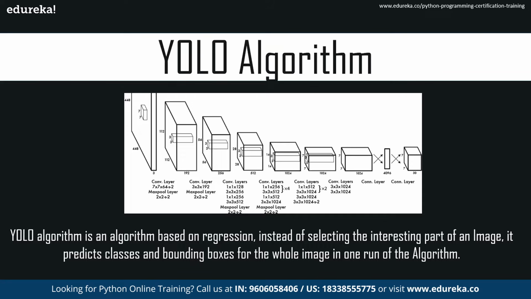Speaking about Darknet, Darknet is actually a pre-trained model. And here YOLO V2 was using Darknet 19, which means it contained 19 convolution layers, 5 max pool layers, and a softmax layer for object classification.